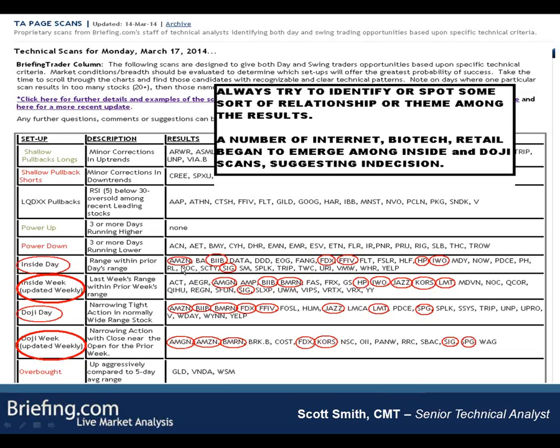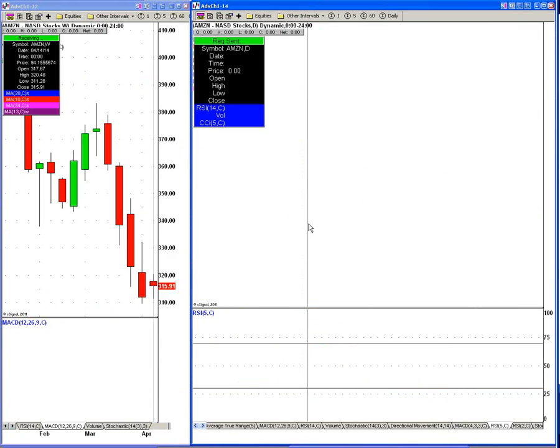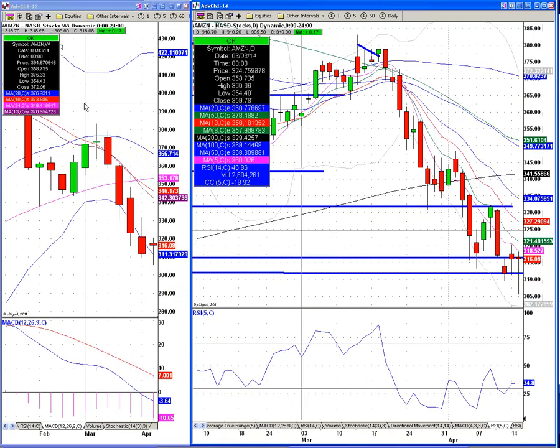I see Amazon here under Inside Day, Amazon here as a doji, and Amazon here as a doji week. I don't know if I covered this or skipped this, but essentially these are pauses or rests in the current trends and in the current momentum. So for example, Amazon: here you can see there was an inside day, inside week, doji week, and if I pull up Amazon for the week of March 17th, here's the weekly chart on the left. This was going into March 17th week right here.